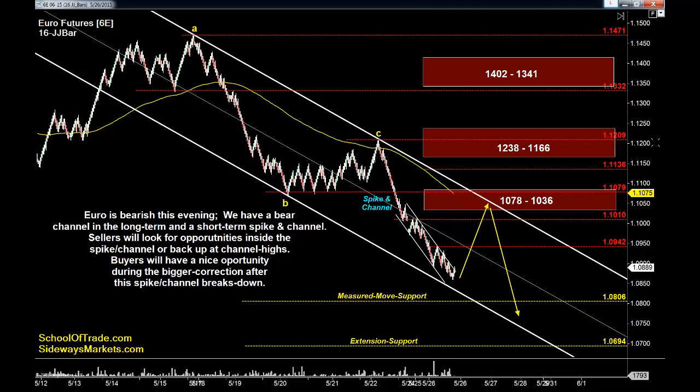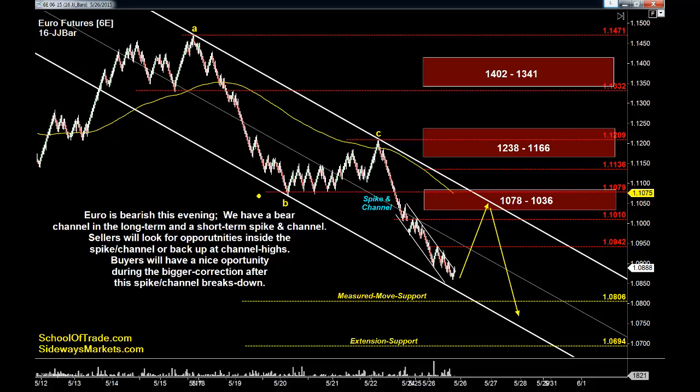So basically, the spike-in channel tells us that we have continued opportunities to trade inside that channel. Spike-in channel is a very interesting clue we're seeing right now in the euro. The spike-in channel tells us if we stay inside that channel, we definitely have the opportunity to keep selling short inside that channel. And we haven't tested the low of the channel yet, the major channel low, and we haven't tested the measured move support.